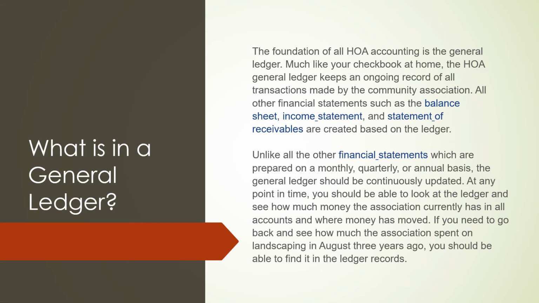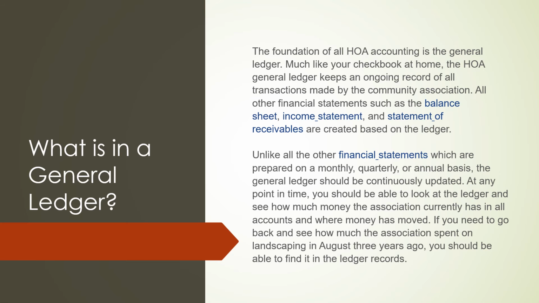What is in a general ledger? The foundation of all HOA accounting is the general ledger. Much like your checkbook at home, the HOA general ledger keeps an ongoing record of all transactions made by the community association. All other financial statements, such as the balance sheet, income statement, and statement of receivables, are created based on the ledger. Unlike all the other financial statements, which are prepared on a monthly, quarterly, or annual basis, the general ledger should be continuously updated.